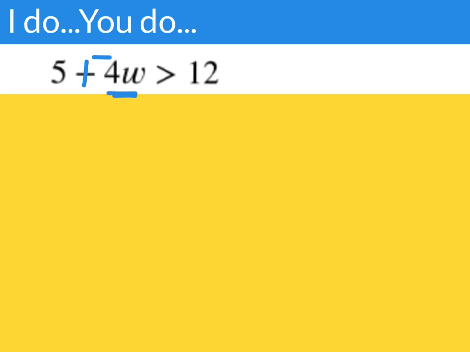I like where the variable's at. It's on the left-hand side like I like it, but I will be dividing by that negative, so it's going to be a flip. This is a flip, so it will not be greater than, it will end up being less than. So I'm going to do this one with rainbow.